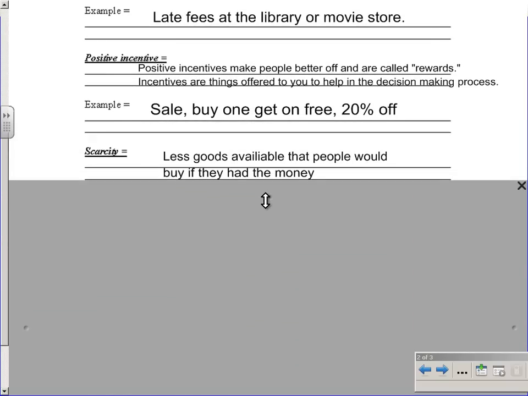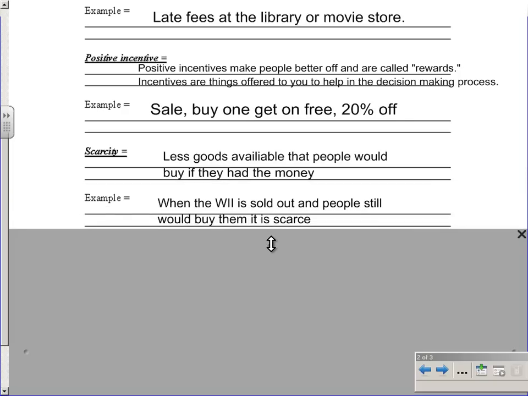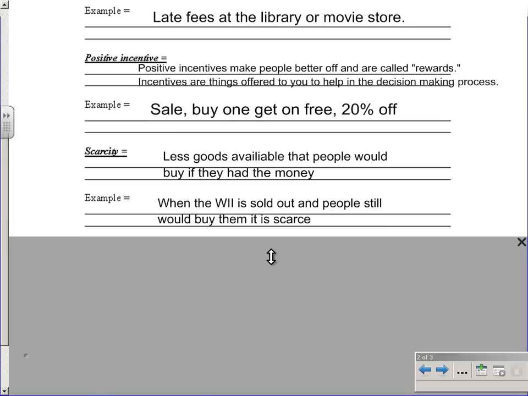Scarcity. This is interestingly put on the test. The definition here is less goods available than people would buy if they had money. On the test, the answer would be unlimited wants but limited goods. We used the Wii as our example. There was an unlimited amount of people that wanted a Wii, but the limited Wiis made them scarce. There weren't enough for all the wants.